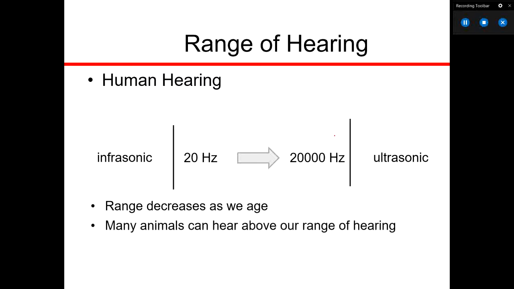It does decrease as we age, and a lot of animals can hear above our hearing range. So that's how a dog whistle, for example, works. A dog whistle plays a sound that would be ultrasonic to humans. So when we blow into it, a human can't hear it, but a dog can hear at much higher frequencies than us, so they can actually pick up the sound of the whistle.